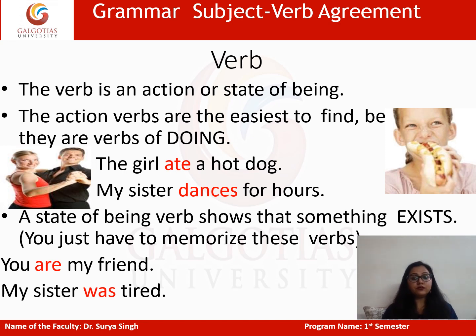The verb is an action or state of being. Here we have action verbs and helping verbs. Action verbs are the easiest to find because they are the verbs of doing. The girl ate a hot dog. Who ate a hot dog? Girl. And what did she do? She ate a hot dog. So the doing here is ate. Ate is a verb. My sister dances for hours. So dances here is a verb.